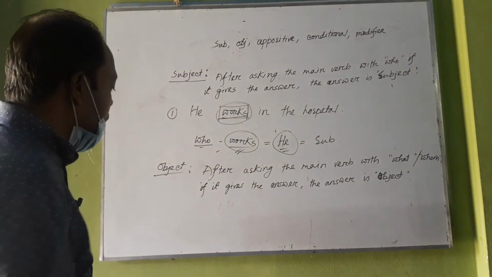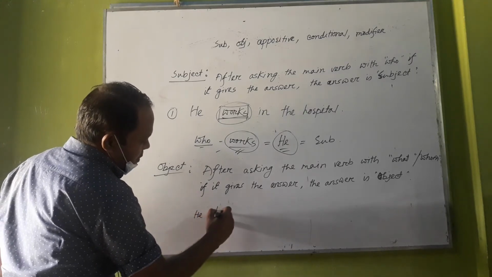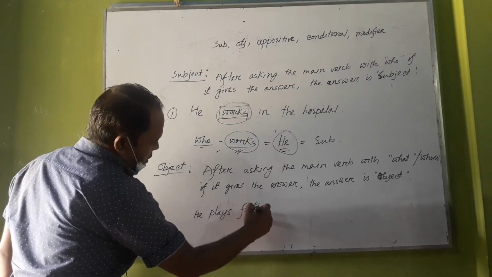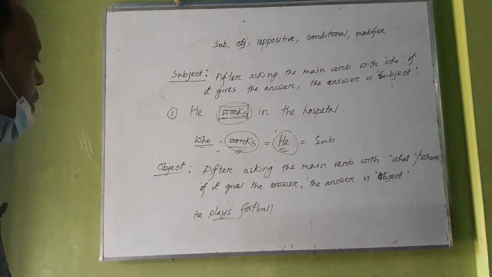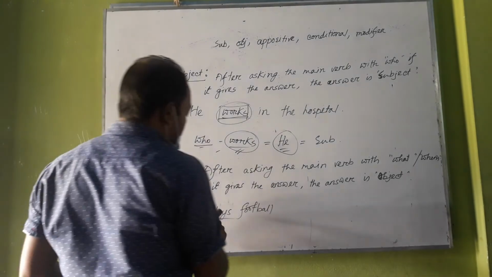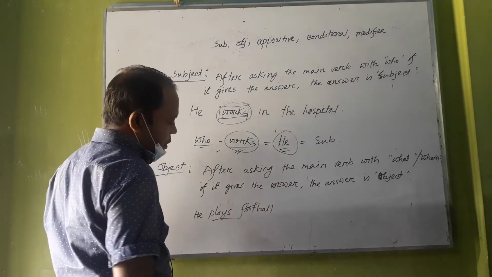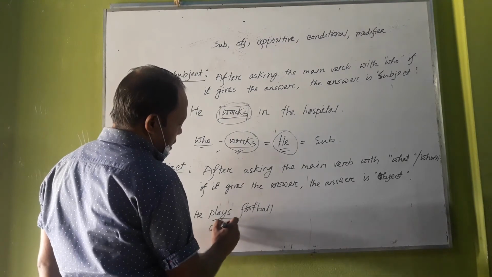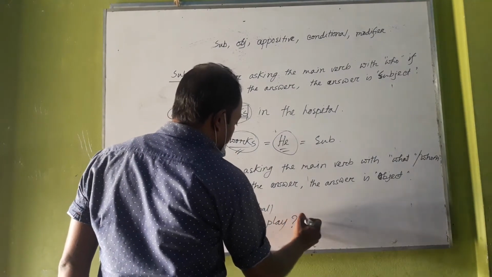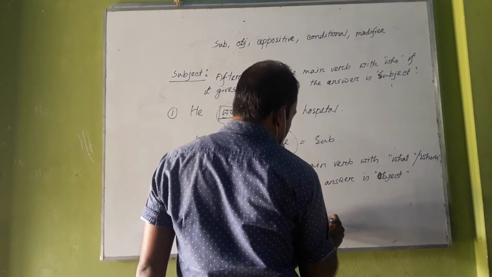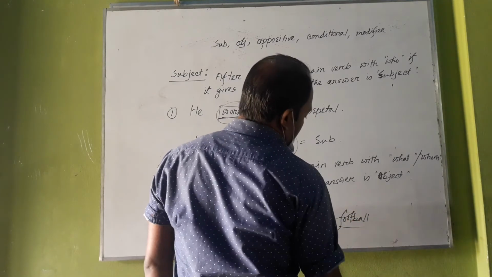Okay, we will give an example. He plays football. Here, what is the main verb? Plays. Then ask plays with what or whom. What does he play? The answer is what? Football. Then football is the object.